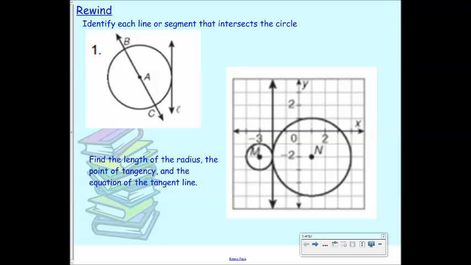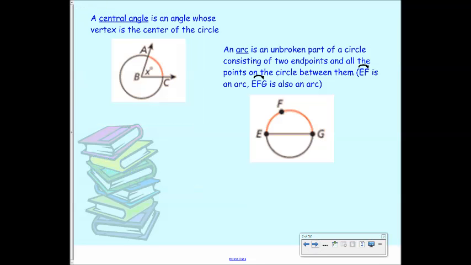And an arc basically connects those. So an arc is an unbroken part of a circle that consists of two endpoints. So essentially, an arc is just part of the circle. So EF would be an arc, FG would be an arc, EFG would also be an arc, EG would be an arc. It's just parts of the circle. Arcs are curved sections of the circle.